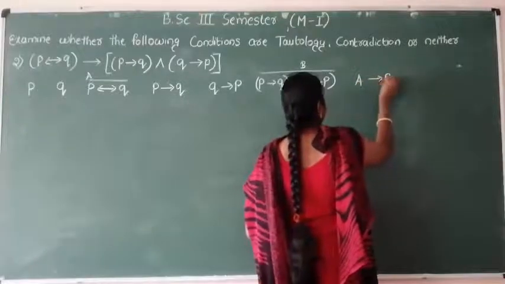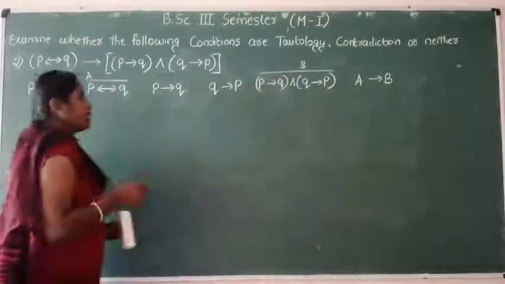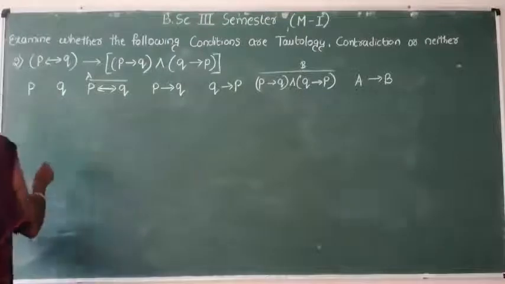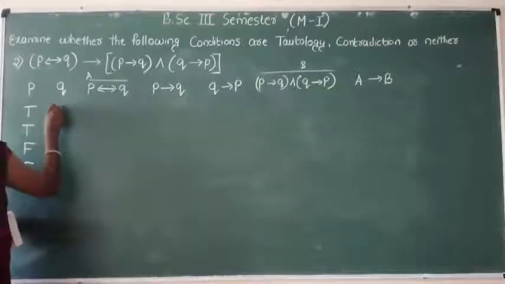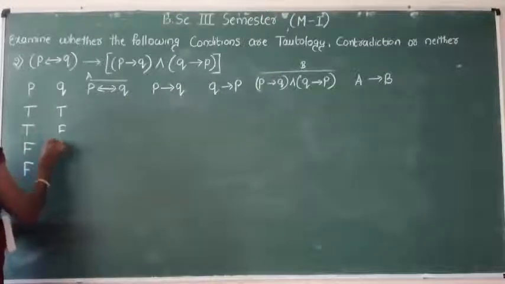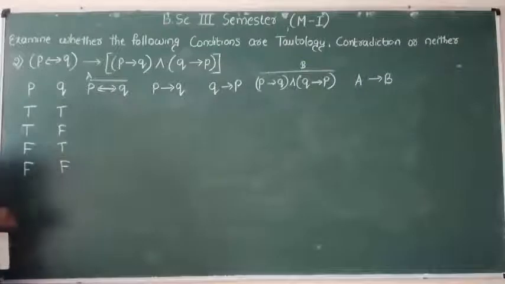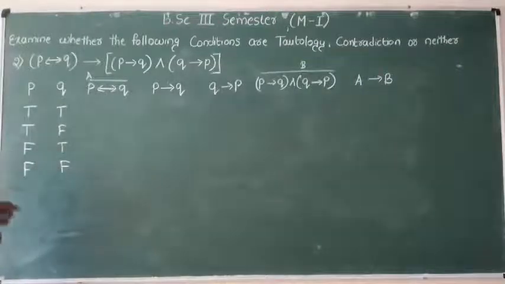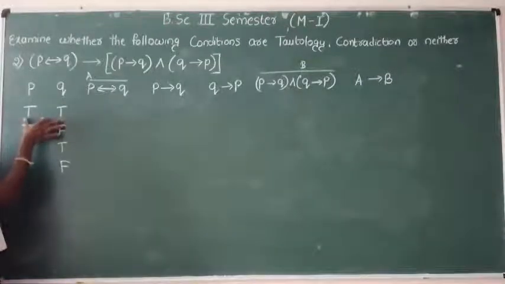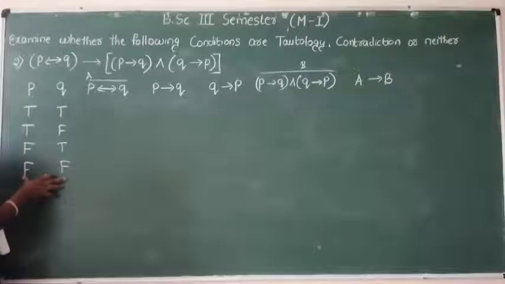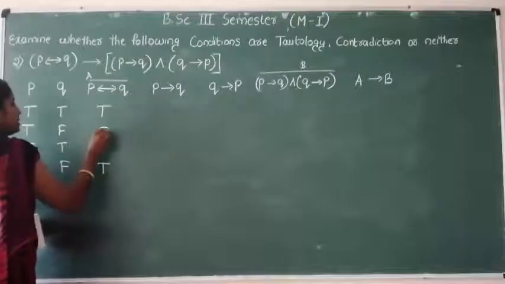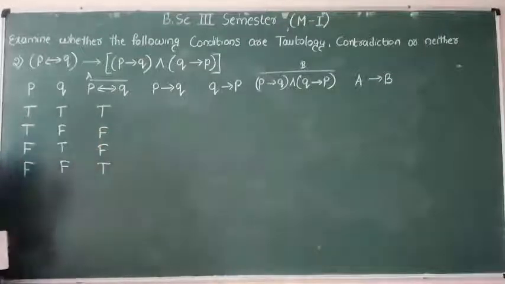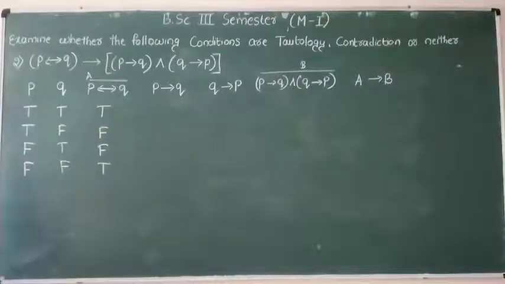Implies B. Got it? So let us solve. True, true, false, false for P. Q statement: true, false, true, false. P by conditional Q: either P and Q are both true or P and Q are both false, then it is true. In other cases, it is false, by definition of by conditional.